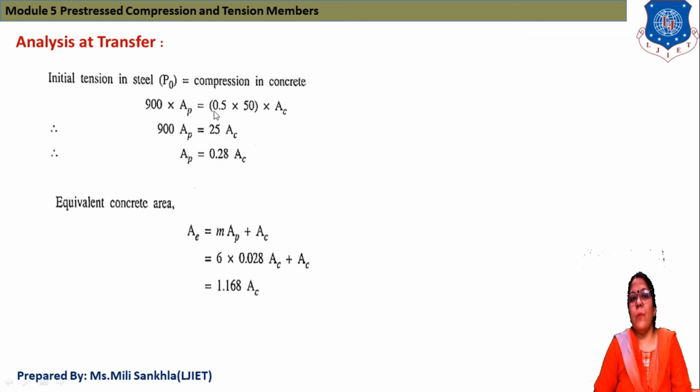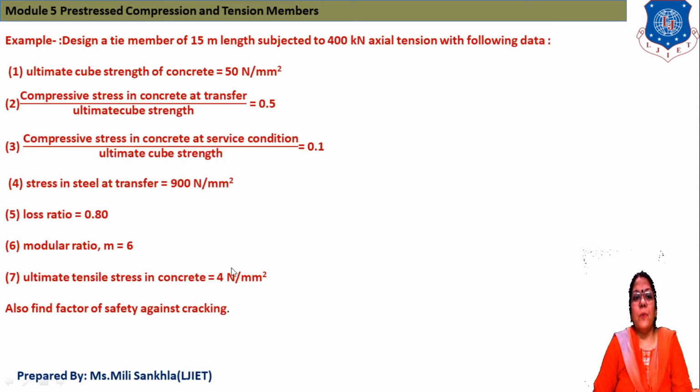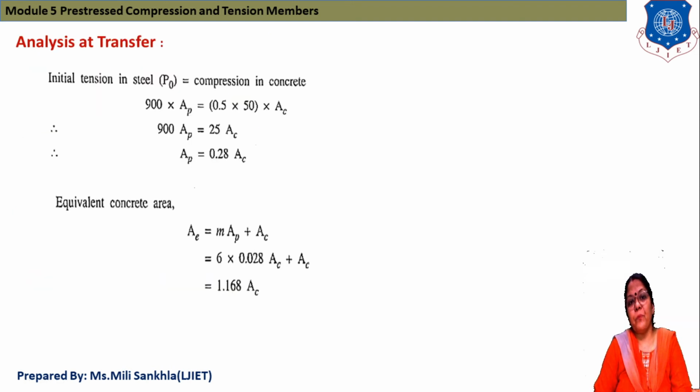So here we multiply with 0.5. Here we multiply the fc. The value of fc is given here as 50. So the cube strength of concrete is given as 50. So 50 multiplied by 0.5 at working condition. And in service condition we multiply with 0.1. So here we multiply 0.5 into 50.